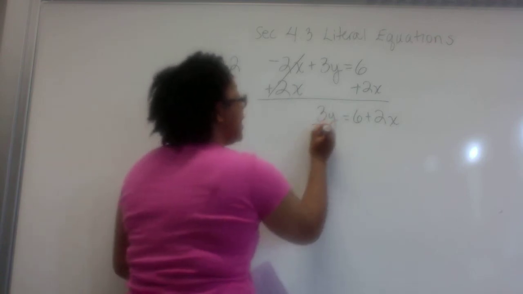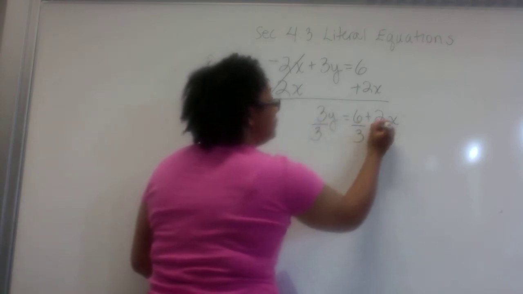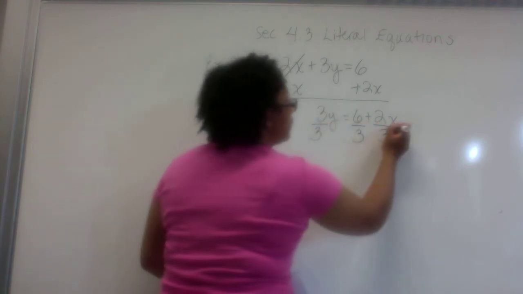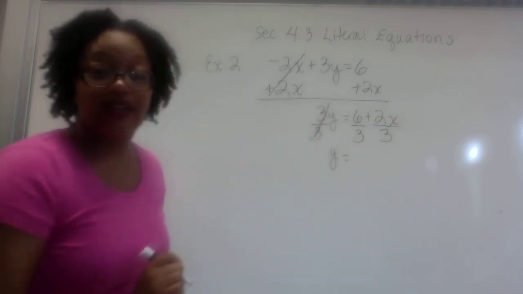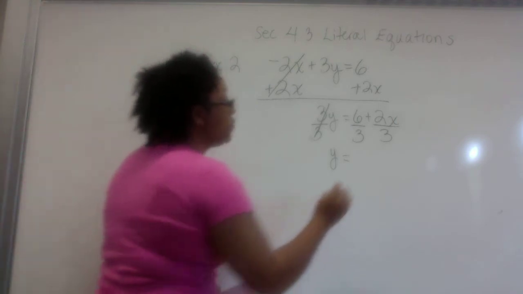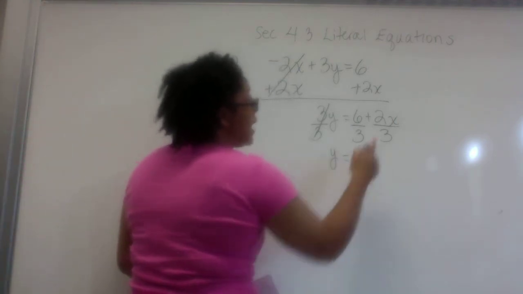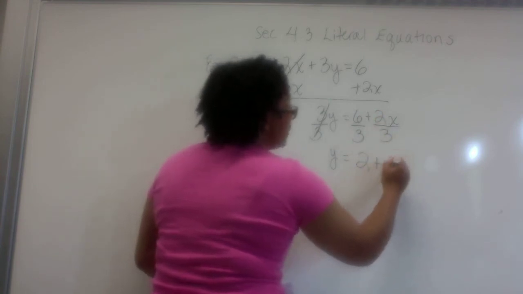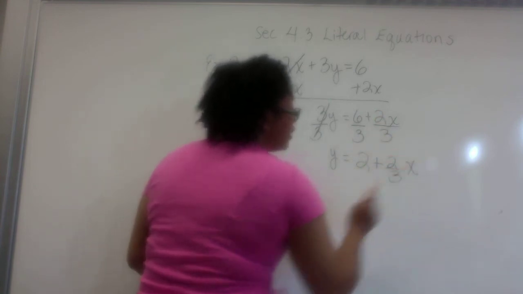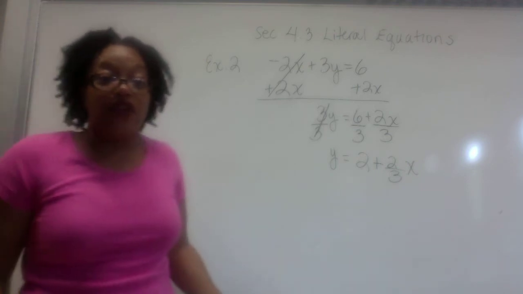So I'm going to divide everything by 3. Okay? The 3's cancel. Now, y is equal to 6 divided by 3. We know it's just 2. I have a positive 2 and a positive 3. 2/3, that's really just as far as you can take it. So we're going to keep that as a fraction. And then there's your answer.